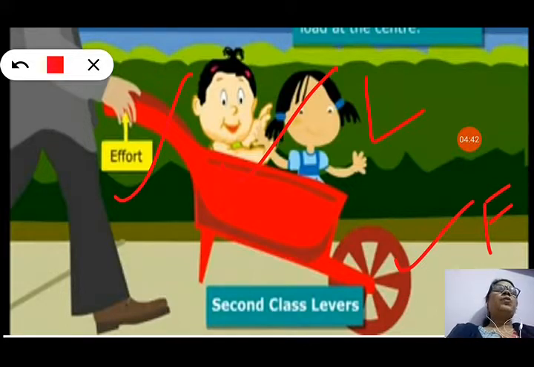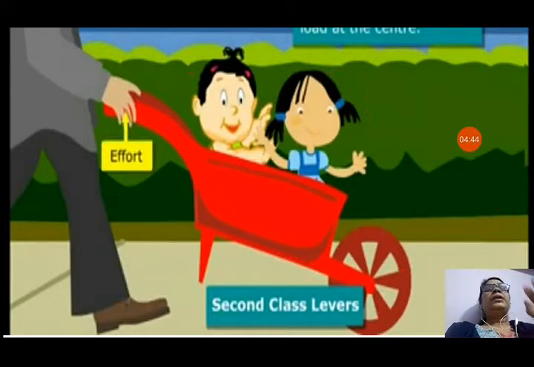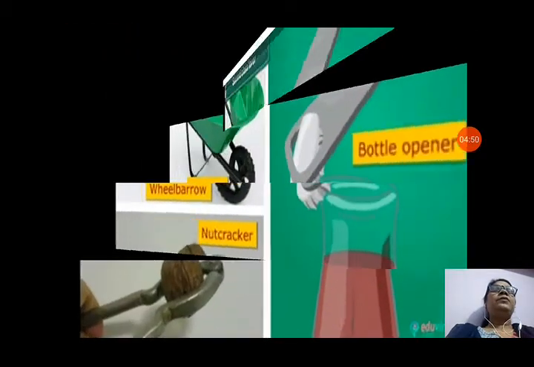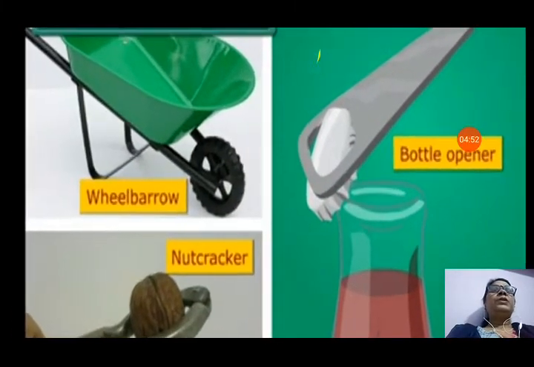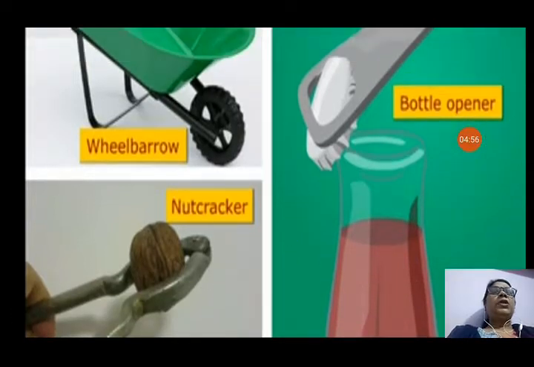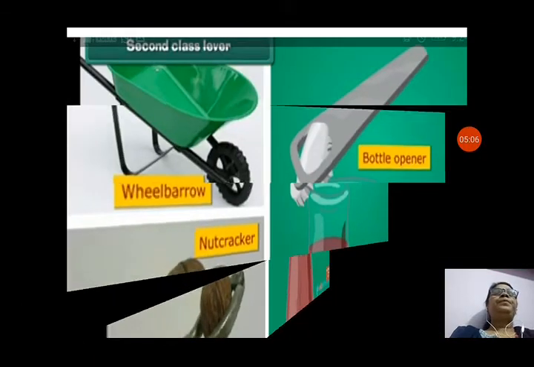So this type of lever is known as a second class lever. You can see it in the wheelbarrow. A wheelbarrow is also a type of second class lever. Different examples of second class lever you can see: a wheelbarrow, a nutcracker, where the load is in between, and a bottle opener also, where the load is in between. So these types of levers are second class levers.